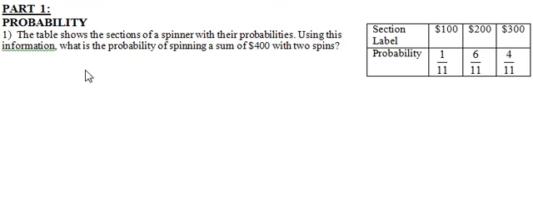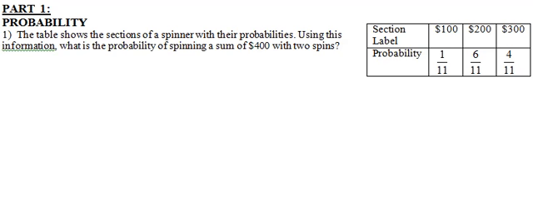So using this information, what is the probability of spinning a sum of 400 with 2 spins? Well, to spin a sum of 400, there's a few ways you can do that. You could spin a 100 and a 300, or you could spin a 300 then a 100, or you could spin a 200 then a 200. Well, you got to calculate those individual probabilities to see what the actual final probability would be.